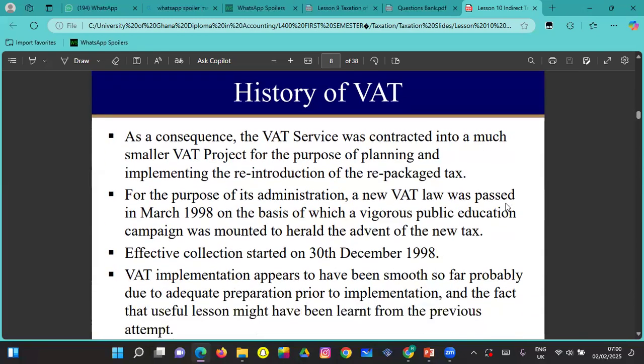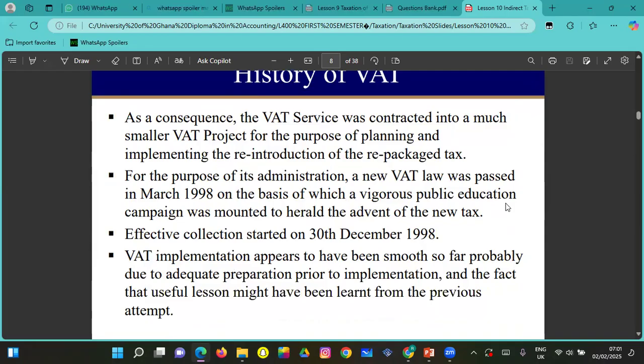So for the purpose of its administration, a new VAT law was passed in March 1998. On the basis of which a vigorous public education campaign was mounted to herald the advent of the new tax.